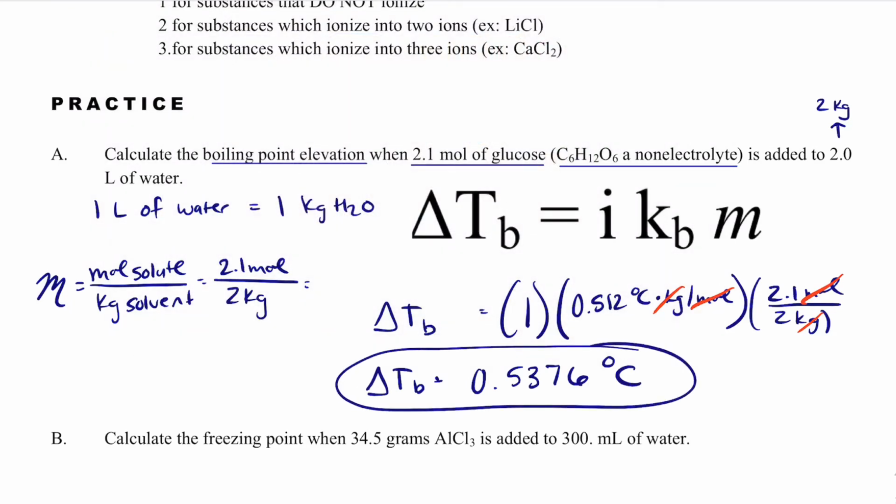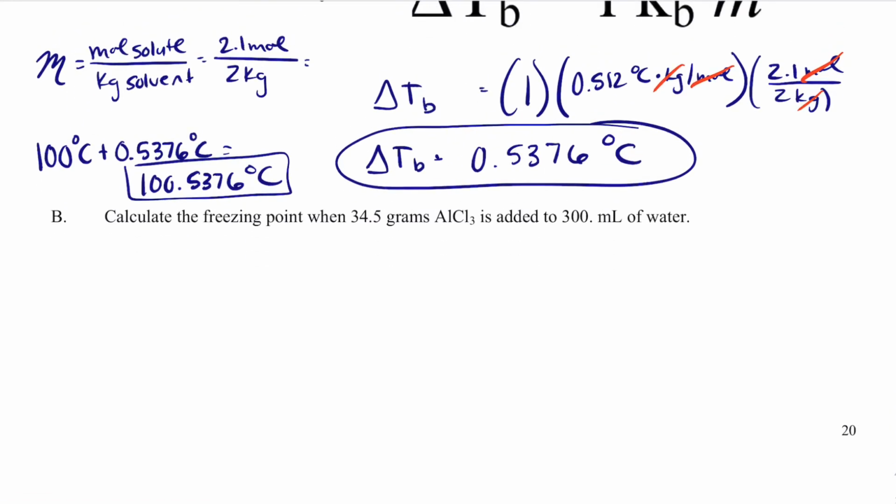What if the question says, what is the boiling point? Well, water's normal boiling point is 100 degrees Celsius, so we would add 0.5376 degrees Celsius, and that would give me 100.5376 degrees Celsius as the new boiling point.